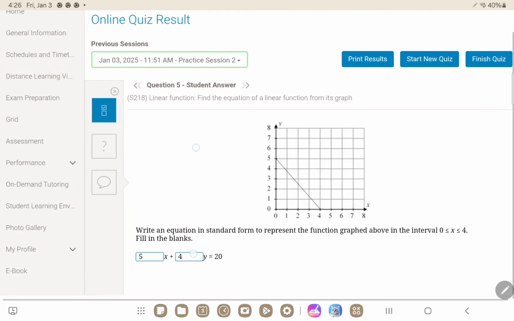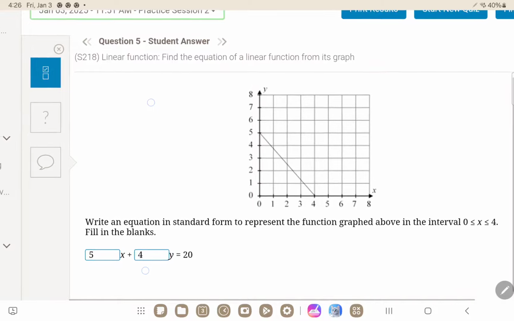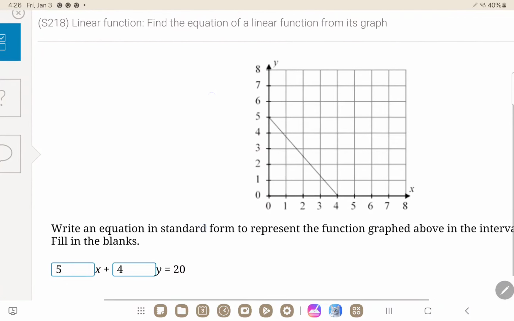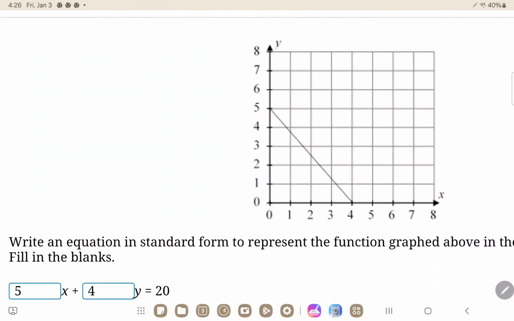Oh, I skipped a question. Okay, so here they gave us a graph or like a slope, and they want us to give the equation for this graph. So what we first have to do is find 2 points on the graph. So here we have (0, 5) and (4, 0). These are our 2 points. Now we need to find the slope.